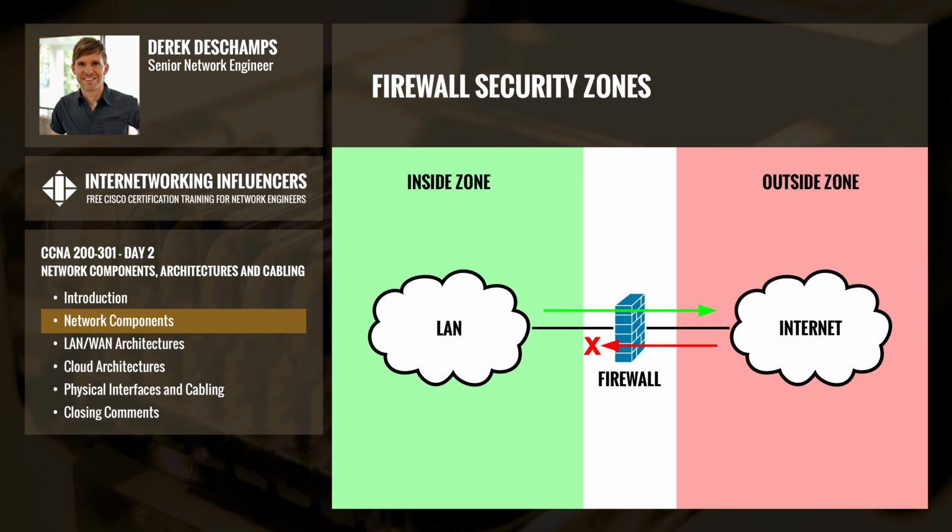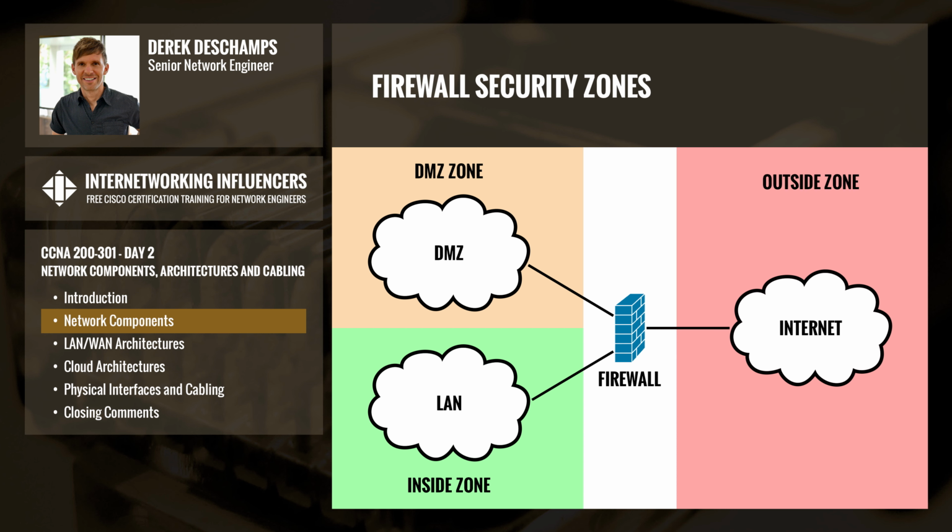A security policy is then applied to allow traffic initiated from the inside zone to reach the outside zone, while preventing traffic initiated from the outside zone from reaching the inside zone. This configuration allows hosts on the local area network to access the internet, while preventing hosts on the internet from accessing the local area network.